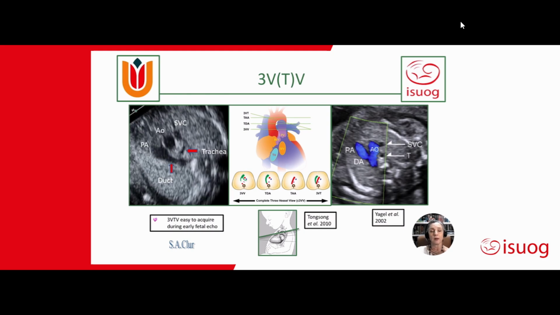On the left side, we have a normal 3-vessel view where we see the pulmonary artery, the aorta, and the vena cava superior in a nice line. And we see that the size is descending from pulmonary artery to vena cava superior. On the right, we have a normal three-vessel and trachea view. We can see the ductal arch and the aortic arch coming together on the left of the trachea, making a V sign.